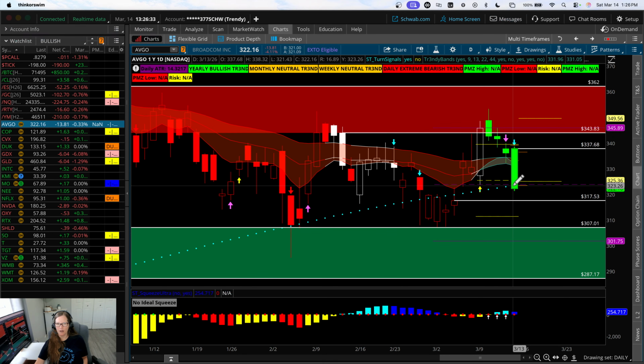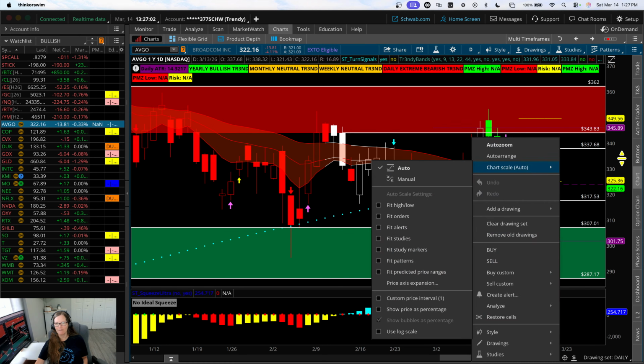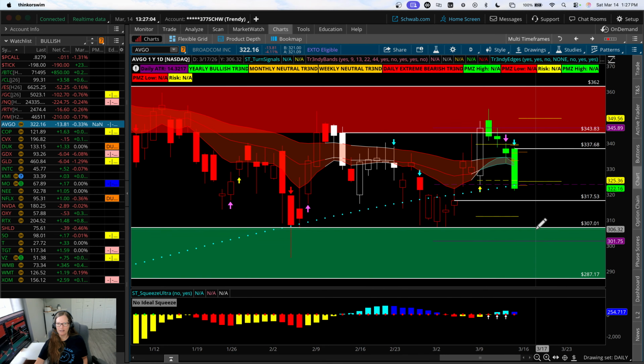So if AVGO can stay above this daily 200 right here at the monthly edge mid and the lower weekly edge, it's a buy the dip opportunity. If it falls below the daily 200 and cannot find support right in the area it's at now, I would say all the way down to about 320-ish, 317 and a half, then I believe price is headed to 307 to 287.